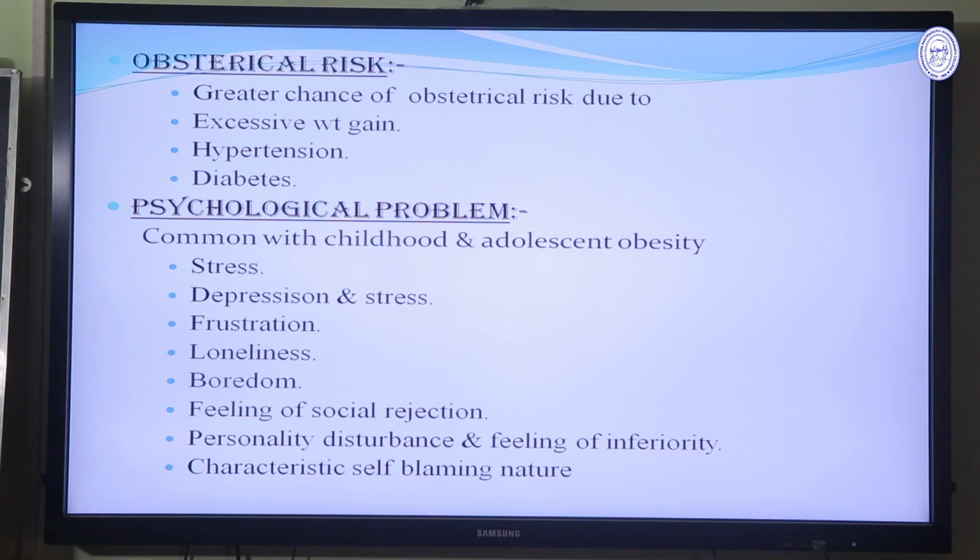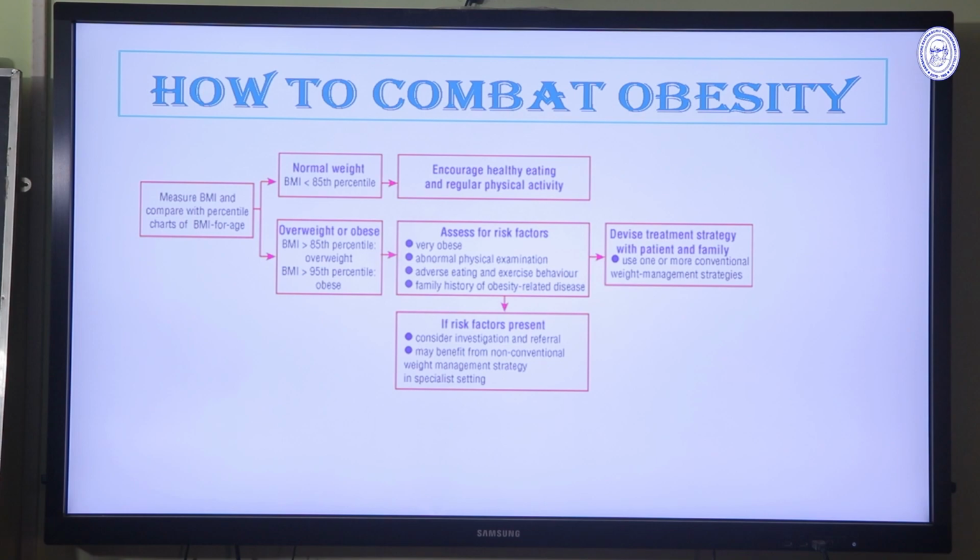Greater chance of obstetrical risk due to excessive weight gain, hypertension, diabetes, gestational diabetes obviously are common during pregnancy, and psychological problems, already I told you, that is stress, depression, frustration, loneliness, boredom, feeling of social rejection, etc. are common. So, how to combat this situation? We should combat obesity, which is a preventable disease.